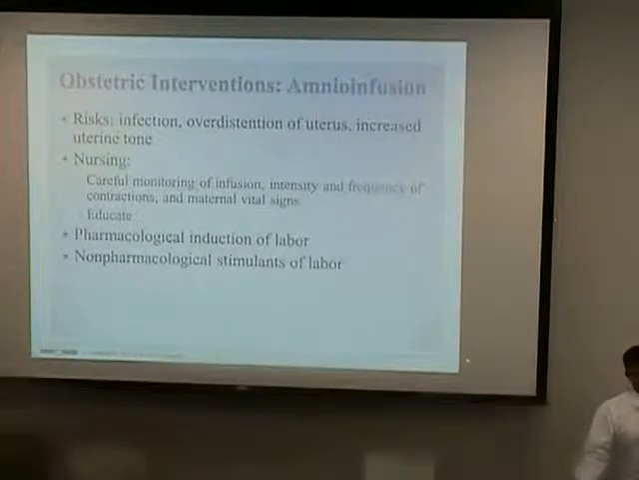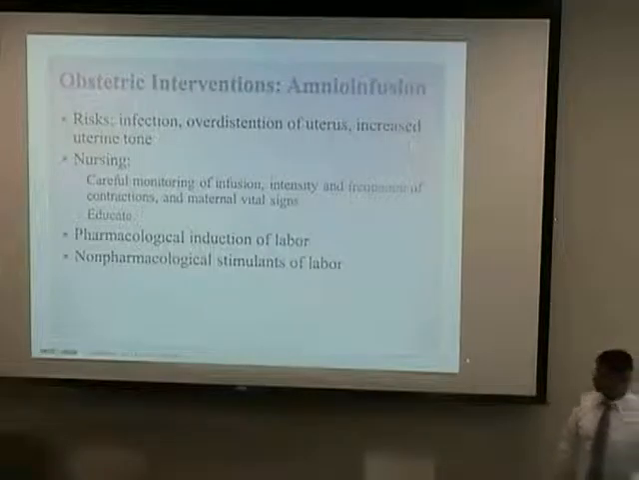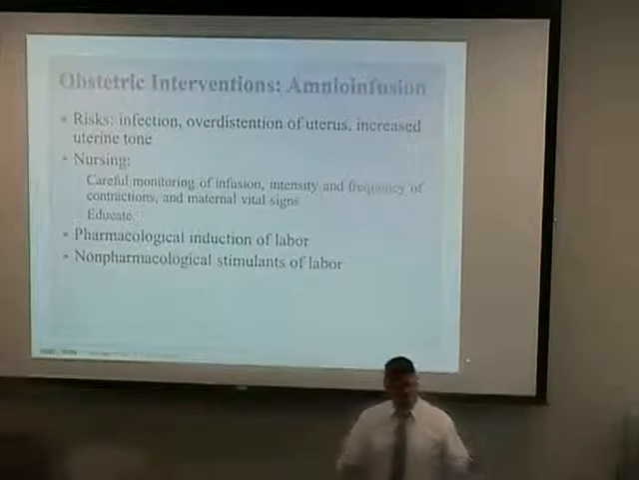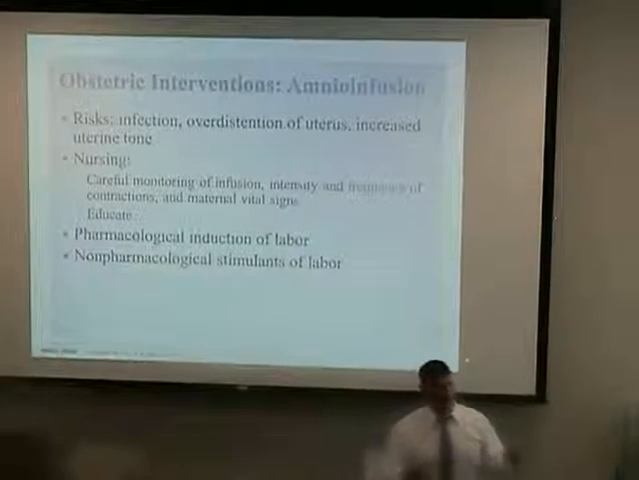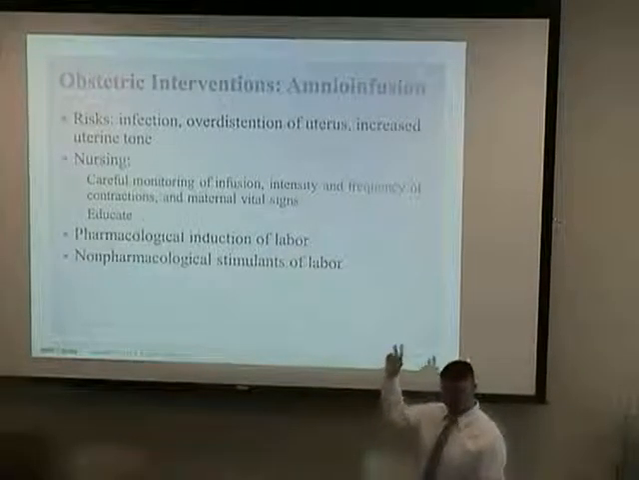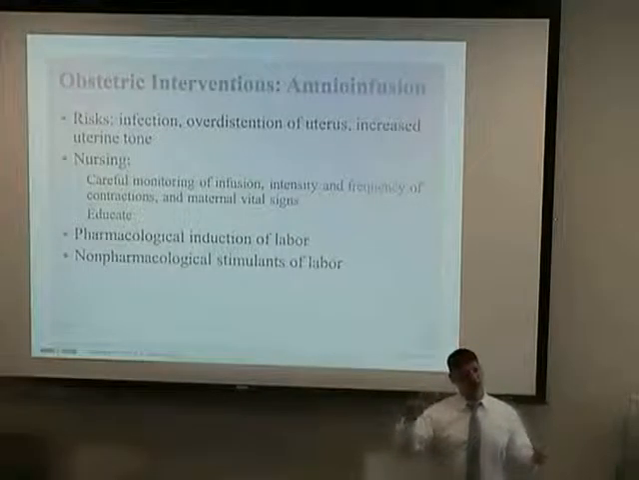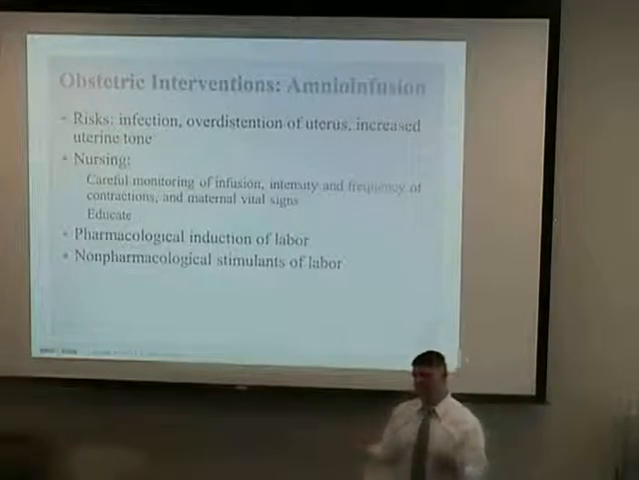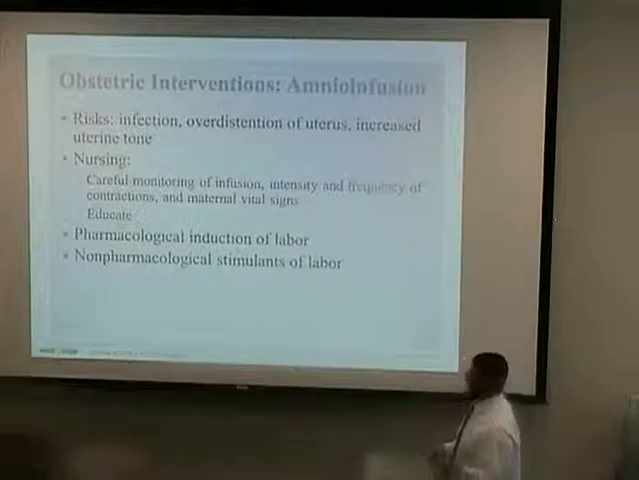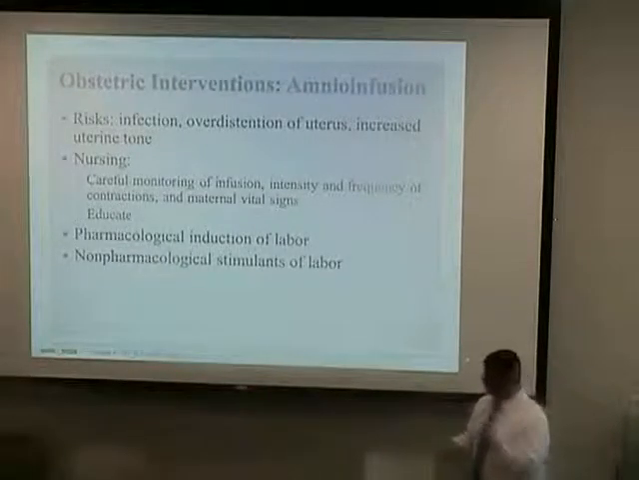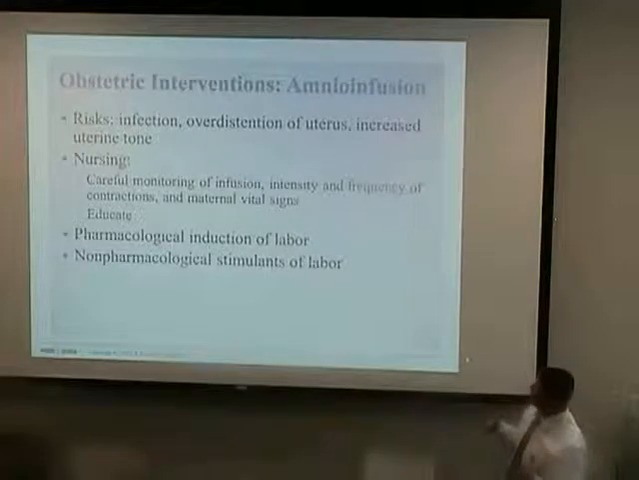Amnio infusion. Remember earlier we talked about if the baby's having variable decelerations and we think his cord is in the wrong place and we want to put some more fluid in? That's amnio infusion. We place an intrauterine pressure catheter into the uterus and inflate the uterus with some extra fluid, usually 250 to 500 cc's. That gives us an artificial amniotic fluid in there.